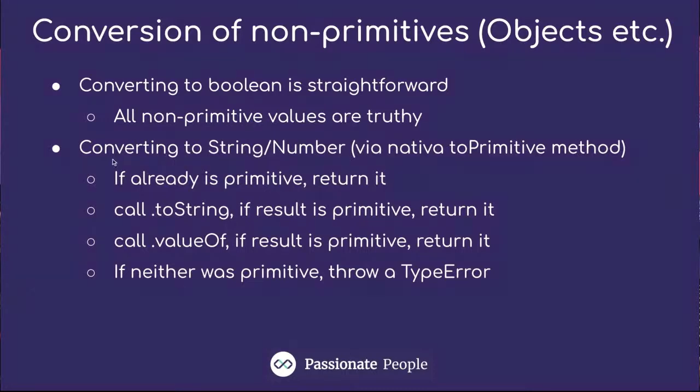However, converting to a string or number is actually done with a native toPrimitive method, which is implemented in native code in whichever JavaScript engine you happen to use. And then the logic is as follows: if the value that is returned from toPrimitive is already primitive, then just return it. First, try calling toString. If that result is a primitive value, then return it. However, if it's not, try valueOf. And if it's primitive, return that one. But if neither was primitive, then you throw a type error.